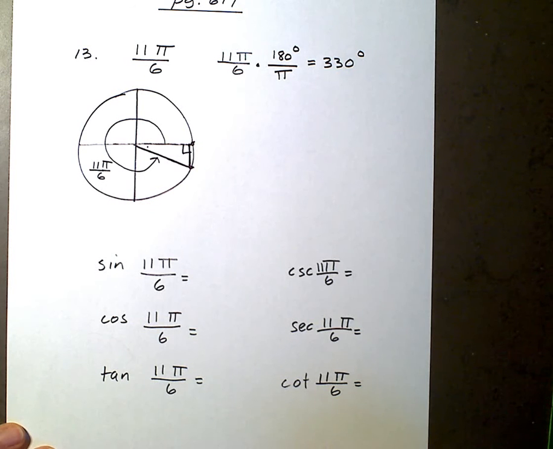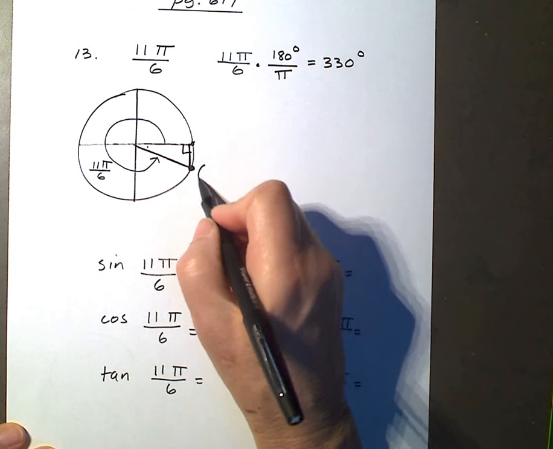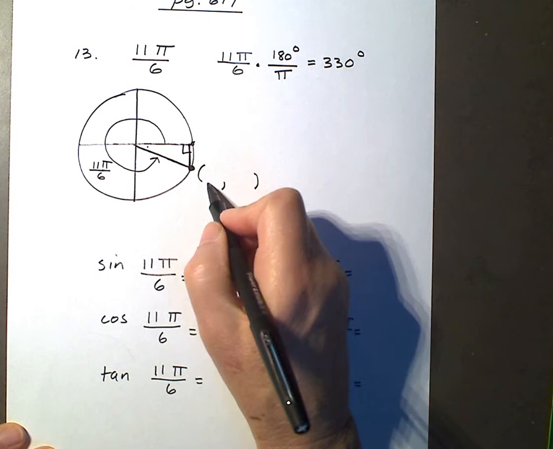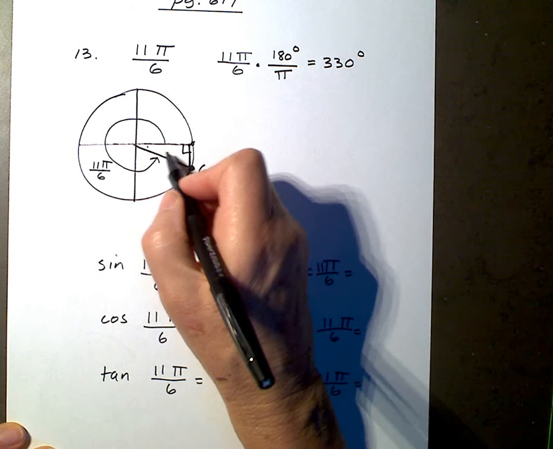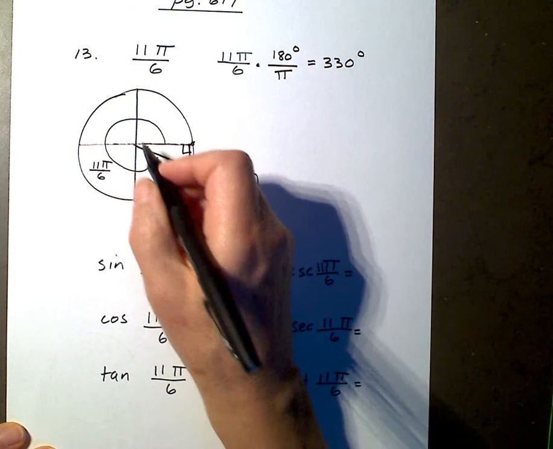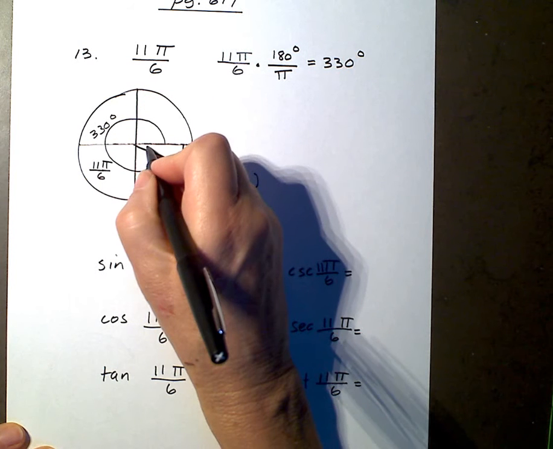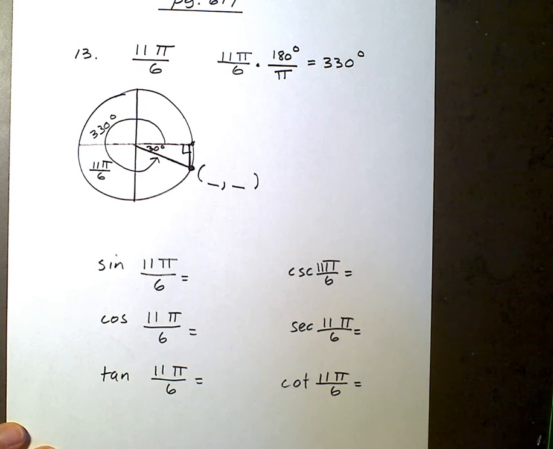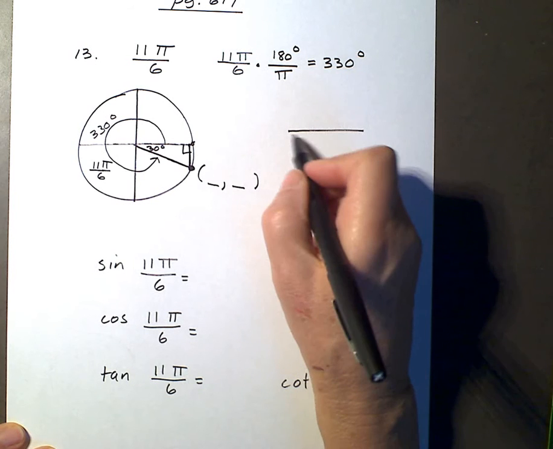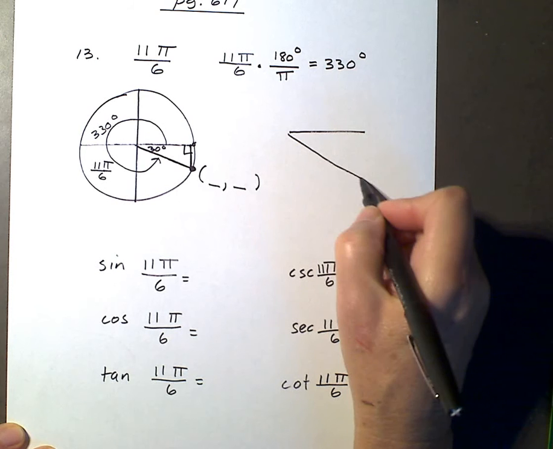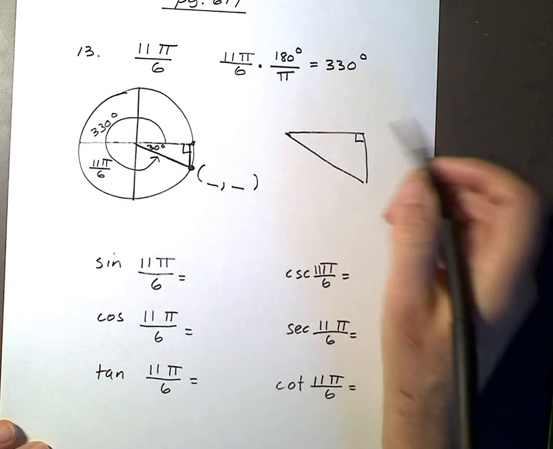And I have to find the 6 trig functions, so really I'm looking for the coordinates of this point right here. If this whole thing is 330 degrees, then this reference angle is 30 degrees in the wedge. So I'm going to redraw in that same position the reference triangle, which should look more like a 30, 60, 90, but this is the 30 degree angle.